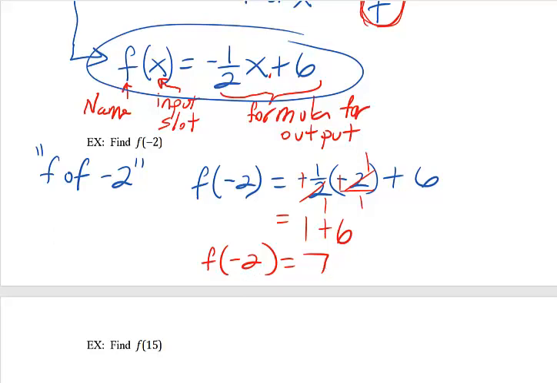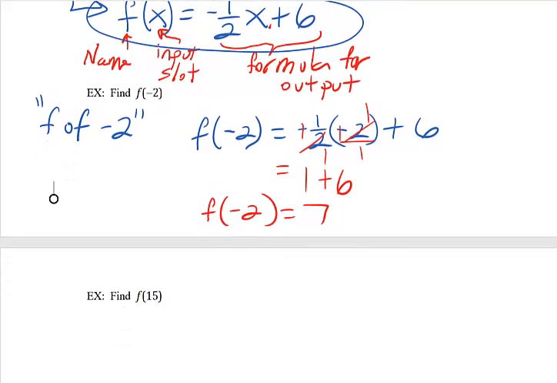Let's try another one. This should be similar, I think. It says find f of 15. Again, that's how you say that, f of 15. Well, it's the same thing. Go to function f, stick 15 in, and see what comes out. I'm going to recopy that output formula again. When I get to the x, I'll put my empty slot, and then I'm going to stick the 15 into the slot. It's the same thing. I just need to work out the math, and I'll have my answer.